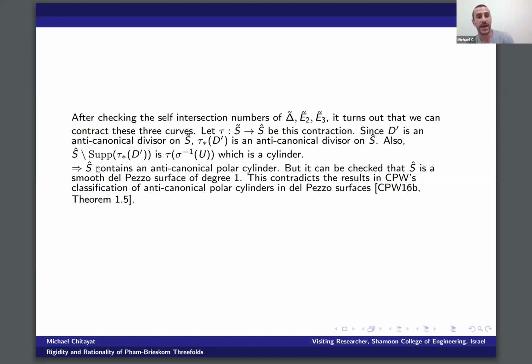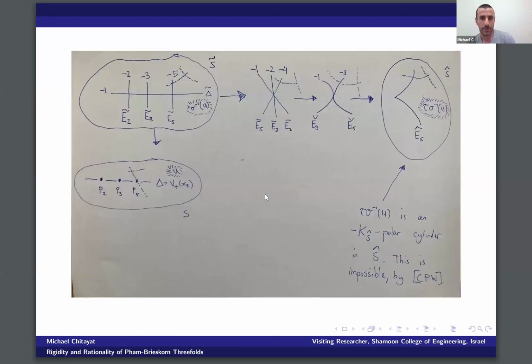So we'll find that S hat contains an anti-canonical polar cylinder, but it can be checked that S hat is a smooth del Pezzo surface of degree 1. And this contradicts the Cheltsov-Park-Won classification of anti-canonical polar cylinders in del Pezzo surfaces. So here's the picture. We had this picture before. We have an anti-canonical polar cylinder in S tilde.